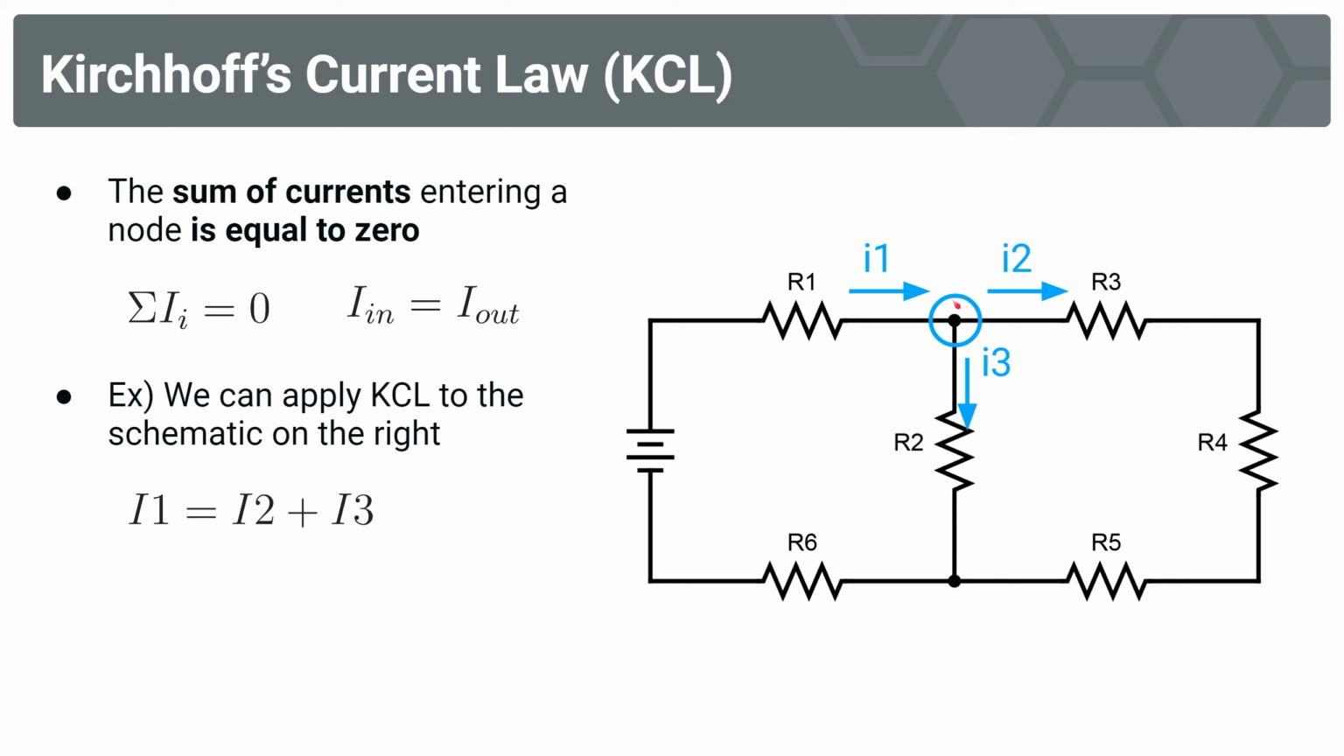Take, for example, the schematic on the right, this node right here. This node connects R1, R2, and R3. We find that the current passing through R1, which is I1, as it enters this node, is equal to the current exiting the node. The current exiting the node is I3 and I2. And so we find that I1 is equal to the sum of I2 and I3. The current entering the node is equal to the current exiting the node.